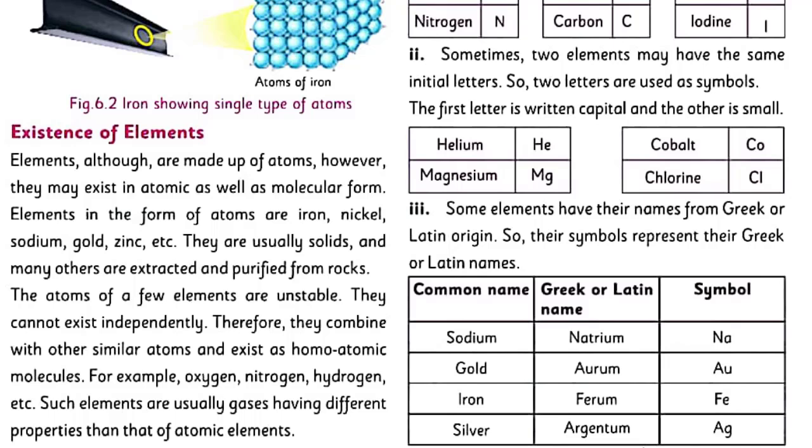The atoms of a few elements are unstable. They cannot exist independently. Therefore, they combine with other similar atoms and exist as homoatomic molecules. For example, oxygen, nitrogen, hydrogen, etc. Such elements are usually gases having different properties than those of atomic elements.